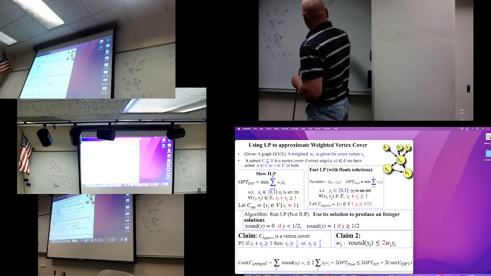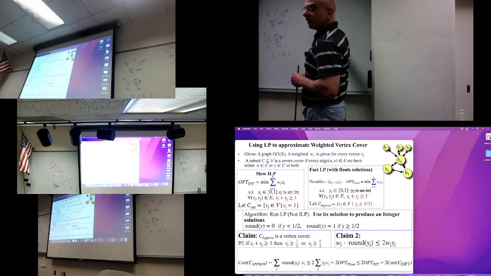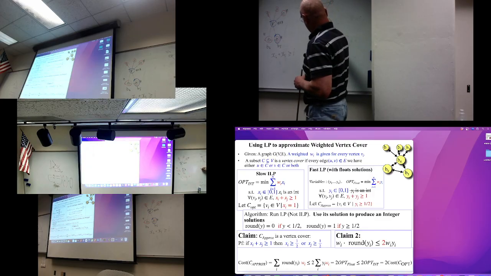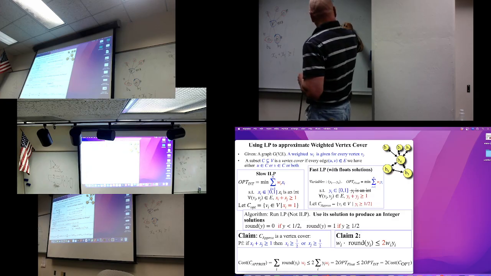What would be my constraint? I want to have a vertex cover only on this graph. So my objective is to minimize. I'll write the unweighted case: minimize x1 plus x2 plus x3 subject to each xi between 0 and 1.